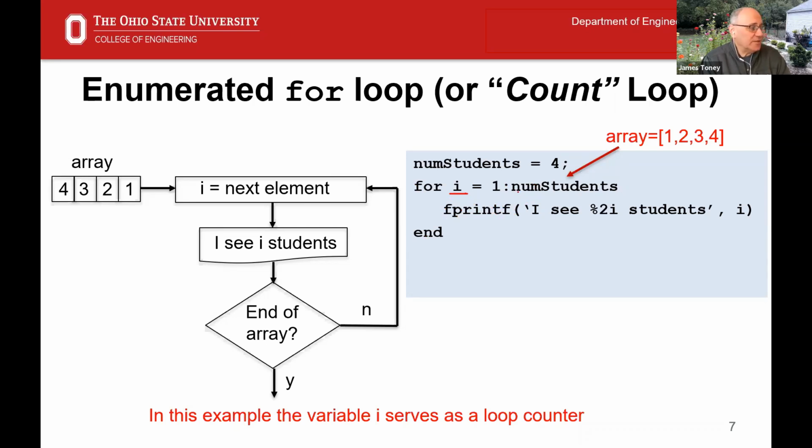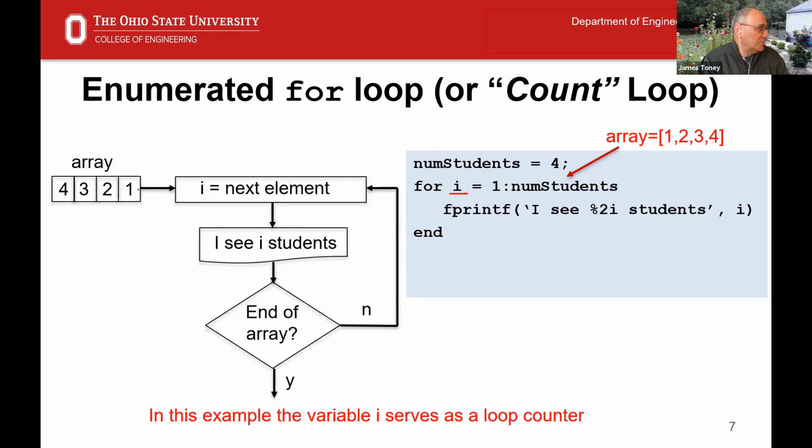So what you're really doing in this case is creating the array. Since num students is 4, it's 1, 2, 3, 4, and you're feeding that in order. 1, 2, 3, 4. Okay. So the variable I is going to take on each of these values, and then we're going to do whatever is in this block of code.